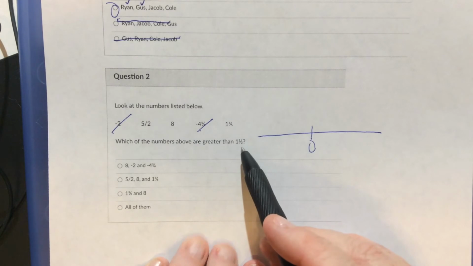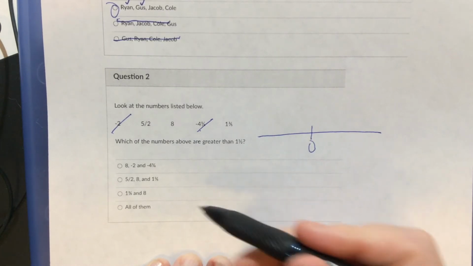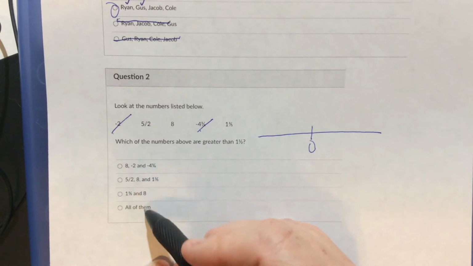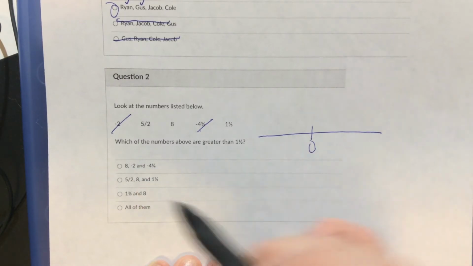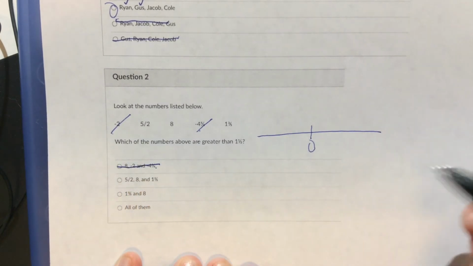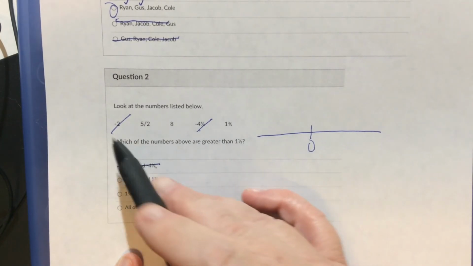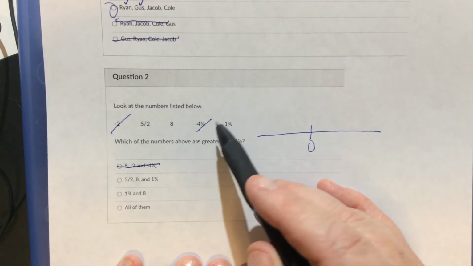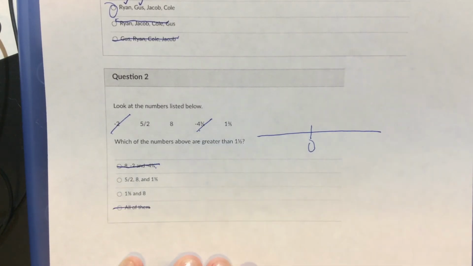8. Is 8 greater than 1.5? Absolutely. So anything that doesn't have 8 in it is going to be wrong. They all do. This one has a negative number in it, so I know that one cannot be it. Because they can't be greater than 1.5 if they're negative, I have to rule this out as well.